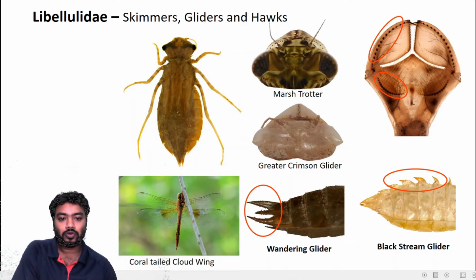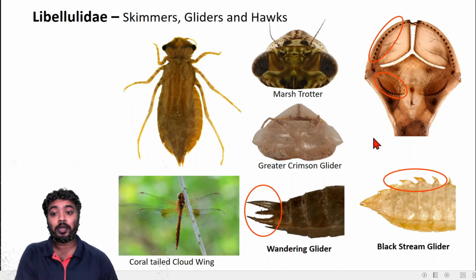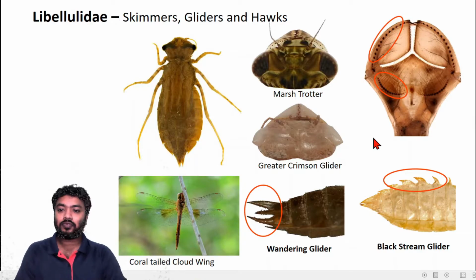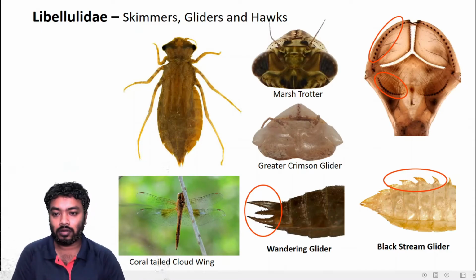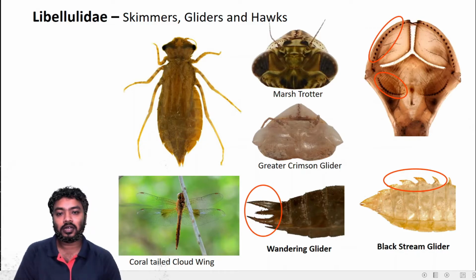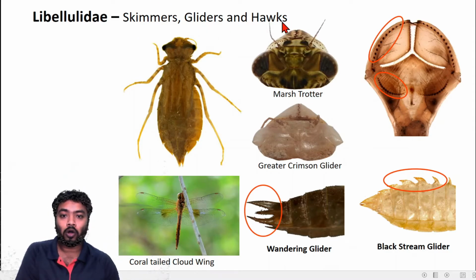Okay, so let's go to the family Libellulidae. Libellulidae is a very common family, and I think most of you know about Libellulids. They are found everywhere. Most of the dragonflies we commonly see belong to the Libellulidae family. Skimmers, gliders, hawks. Okay, so see the legs are thin and long.